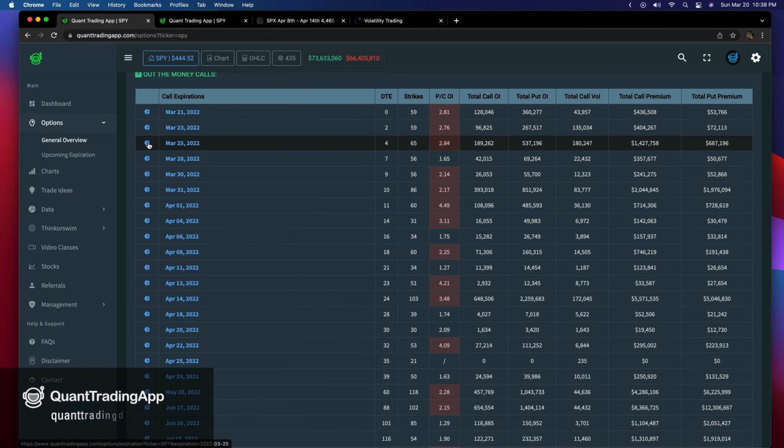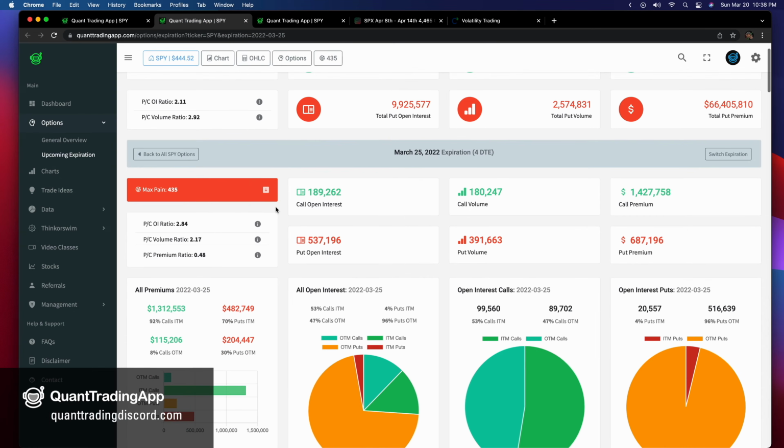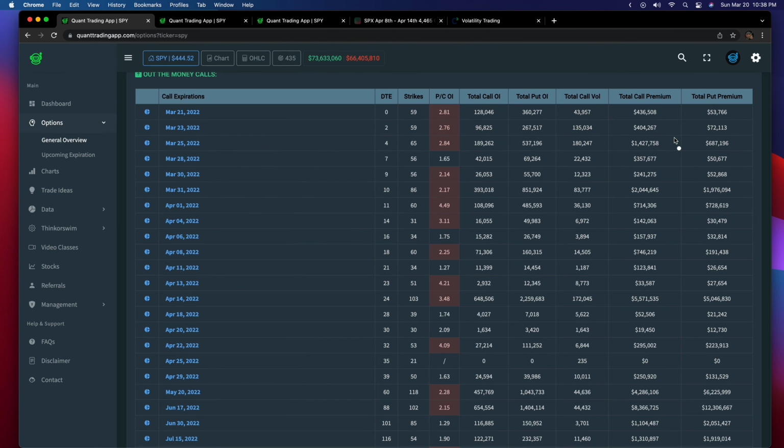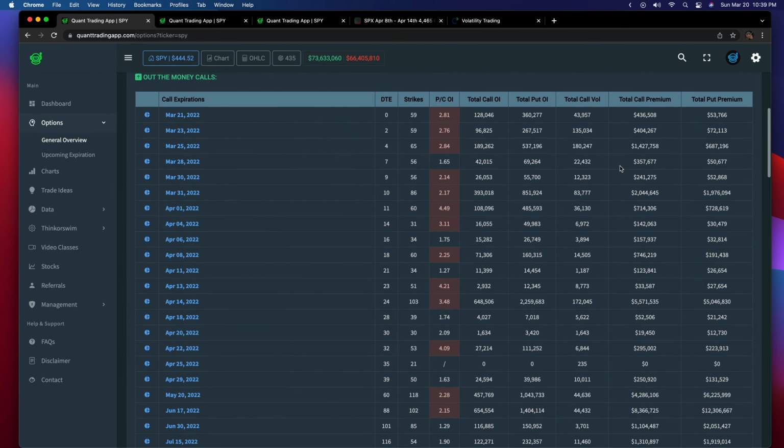So if we were to click this right here, and again, this is the Quant Trading App site. Again, if you're watching this on YouTube and you're not a premium member here, but as we scroll down, we can see that the max pain is 435. And right now the SPY closed on Friday at 444.52. So this is almost 10 points down. We can't look at this and say, oh, the market has to drop because max pain is here. No, when we take into consideration how much money we're dealing with combined, we're talking about $2 million. That's nothing in comparison to what we were seeing.